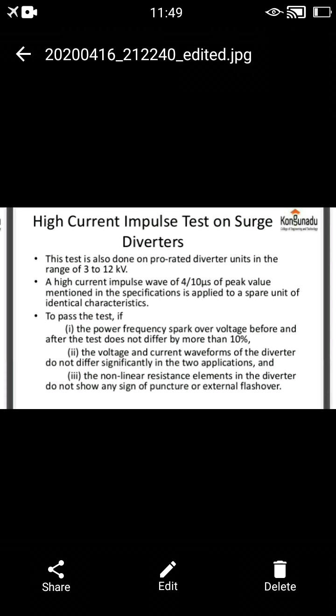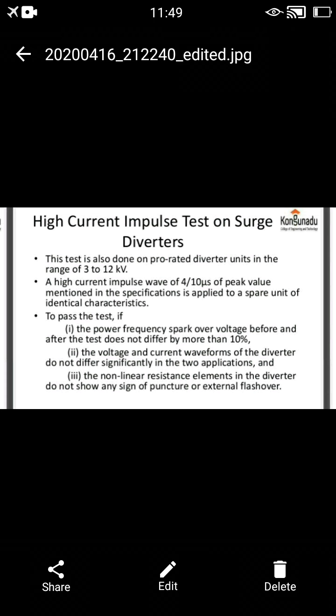The next type of test is a very important one, called the high current impulse test on surge diverters. The name itself indicates its meaning. It is an impulse test with the help of a large value of current. This test is also done on prorated diverter units in the range of 3 to 12 kilovolt. A large current impulse wave of 4 by 10 microseconds of peak value mentioned in the specification is applied to the spare unit of identical characteristics.